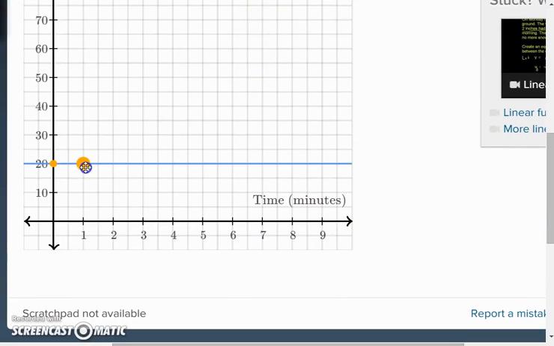So if I go sideways 1 minute, I should go up 5%. And then sideways 1, up 5, sideways 1, up 5. All right. Notice that this is sideways 1, and up 5 to 25, 30, 35, 40, so 25 is right here.